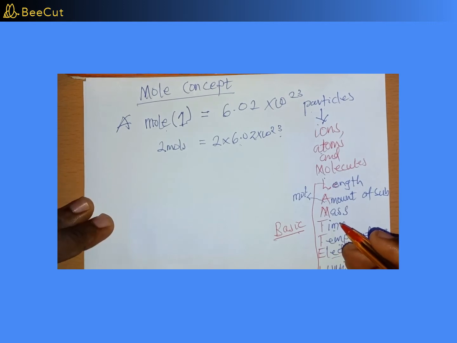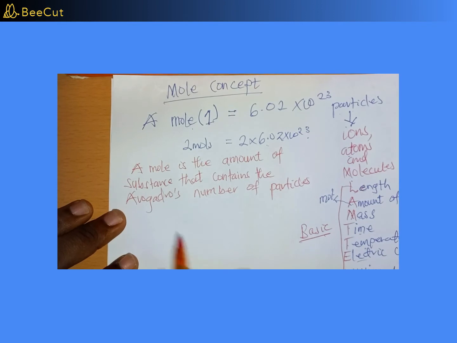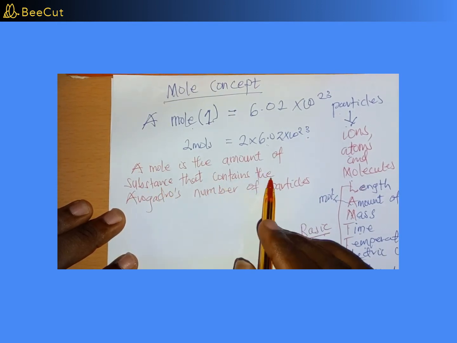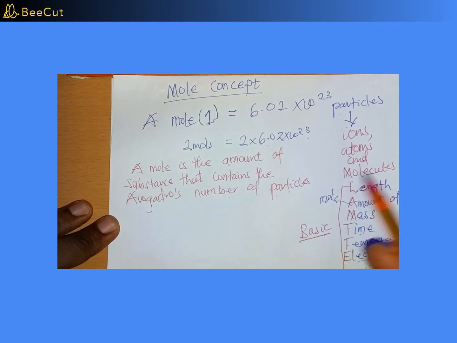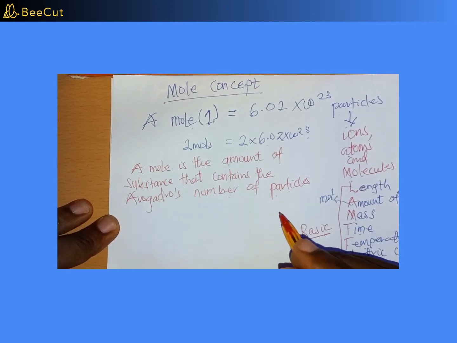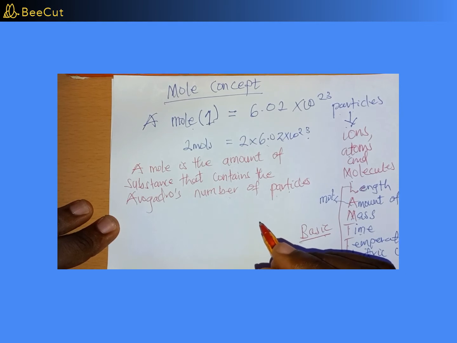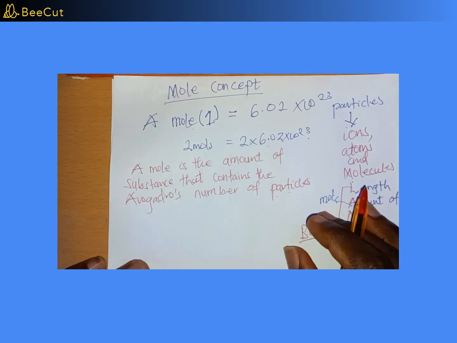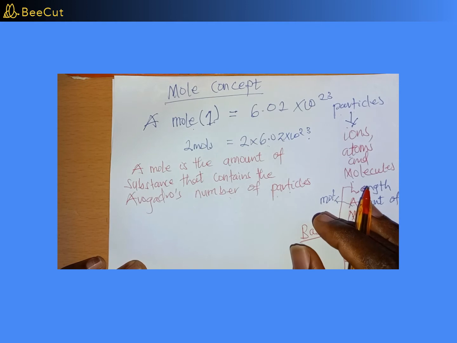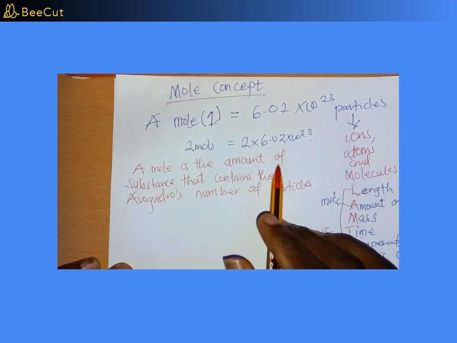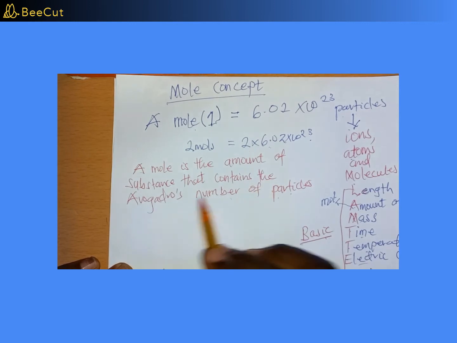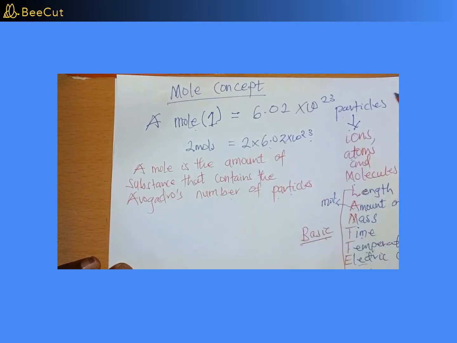What do we mean by mole? Mole is the amount of substance that contains the Avogadro's number of particles. In another definition, mole is the amount of substance that contains as many elementary entities as there are carbon atoms in 12 grams of carbon-12. Simply put, mole is the amount of substance that contains the Avogadro's number of particles. This is a popular question that normally comes up in our WASSCE as well as NOVDEC exams.